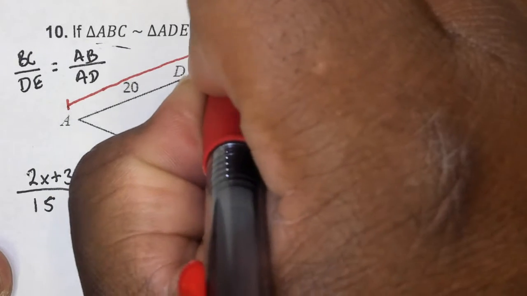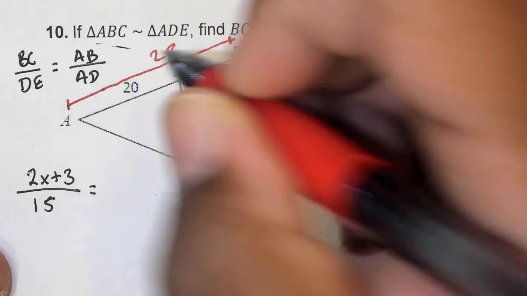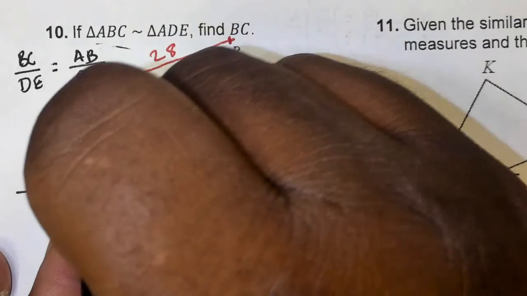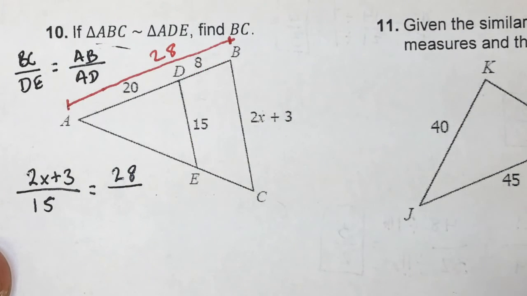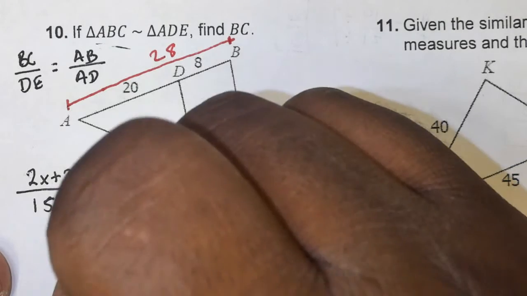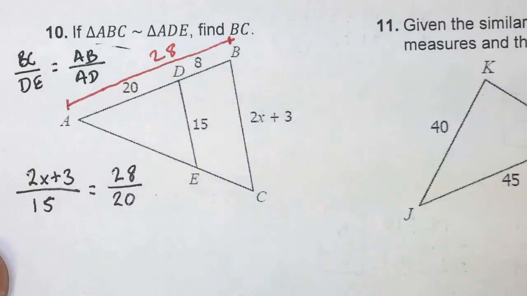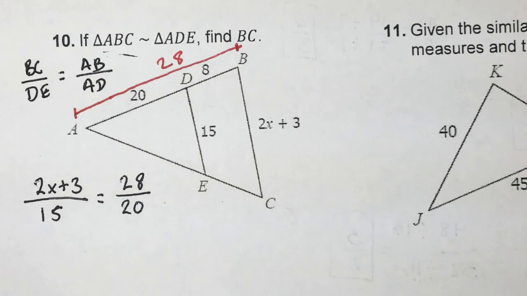Good. This is where most people mess up. A lot of y'all are seeing it though. They ask, I need AB, which is the full side here. It's just 28. 28 over AD. Thank you. Most people don't make that adjustment on this problem.